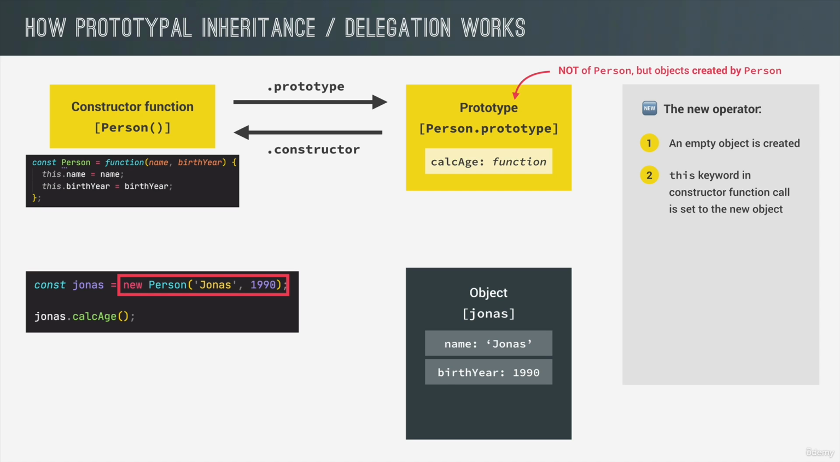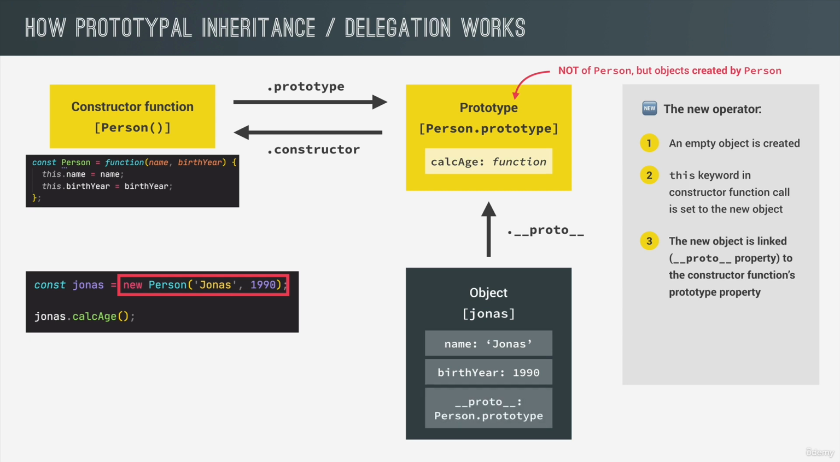So next comes the magical step. So now the new object is linked to the constructor function's prototype property. So in this case, Person.prototype. And this happens internally by adding the __proto__ property to the new object.